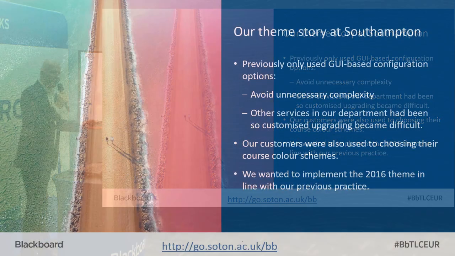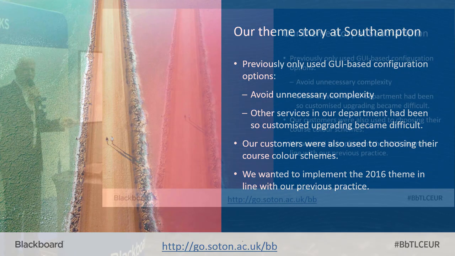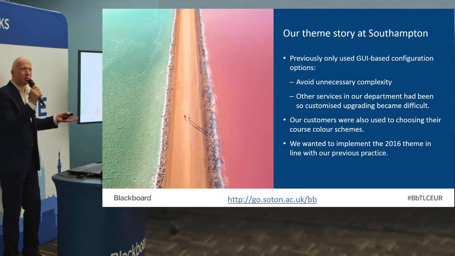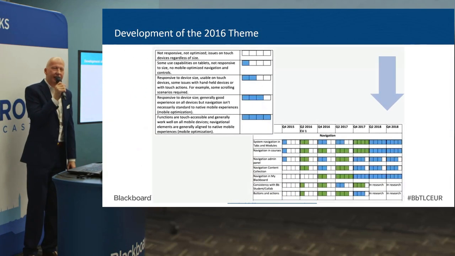Now, at Southampton, we'd previously only used the GUI-based configuration options for the theme. So we try to avoid unnecessary complexity. And our customers, our instructors, they were used to choosing their course colors and so on. That was very important to them. So we wanted to implement the 2016 theme based on that practice.